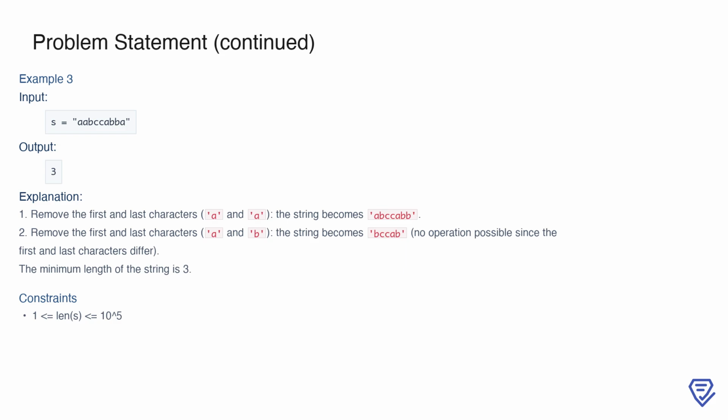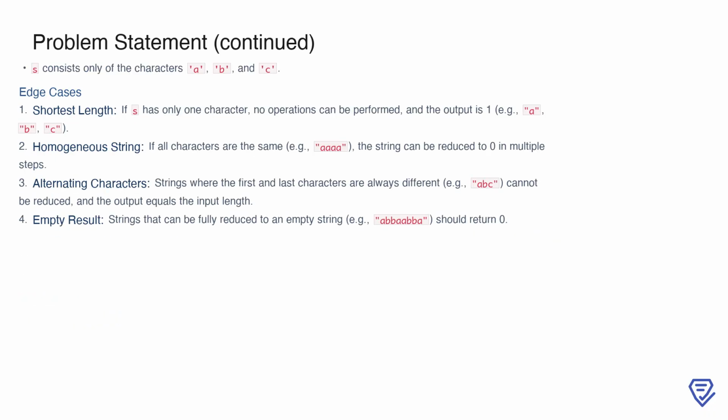This example highlights that not all strings can be fully reduced, as operations depend on matching first and last characters at each step. With this, we can now think about the constraints and edge cases for the problem. The problem guarantees that the string S consists only of the characters A, B, and C, which simplifies our logic.